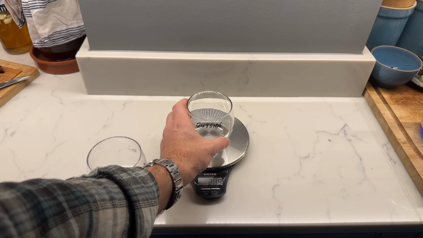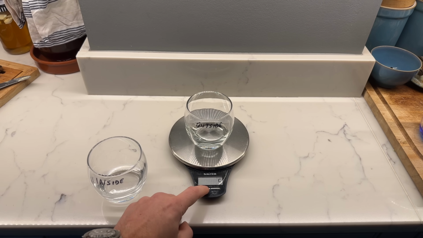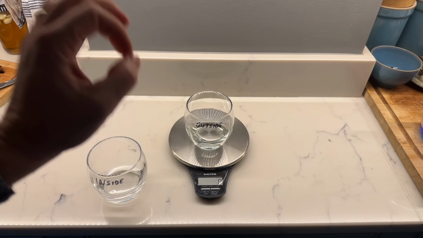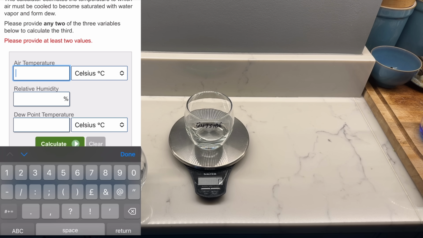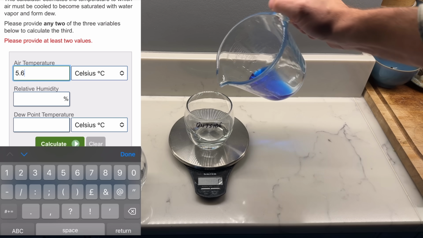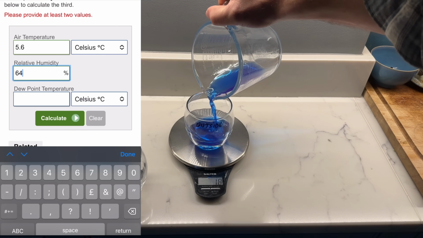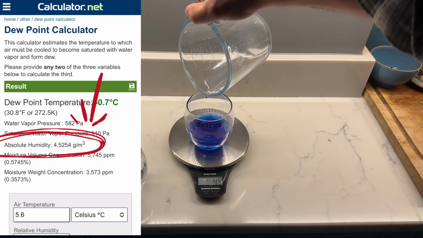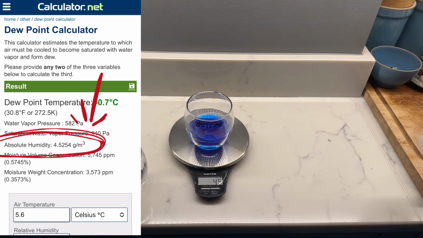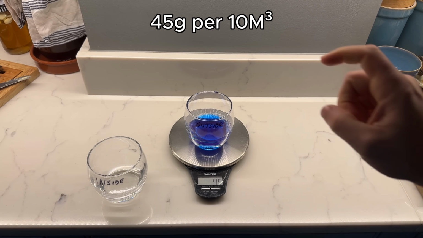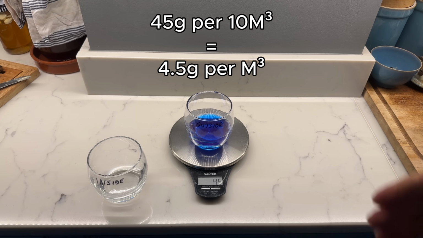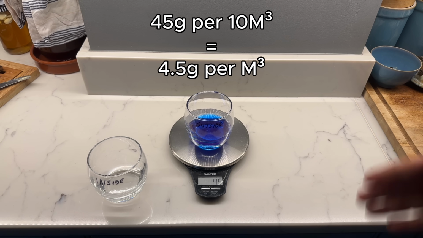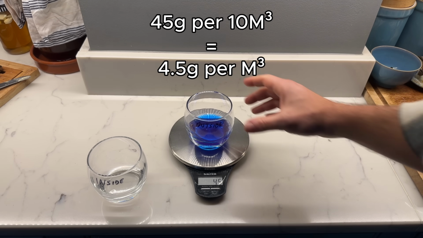Let's pop those on the scales. Let's start off with the outside air. We'll just zero that to make sure it's reading the same. So this is now our outside air. So let's now add our number of grams of water vapor in the outside air. This is measuring the absolute humidity. 10 cubic meters of outside air, 45 grams of water. That is the same as 4.5 grams per 1 cubic meter. That's what we've got.